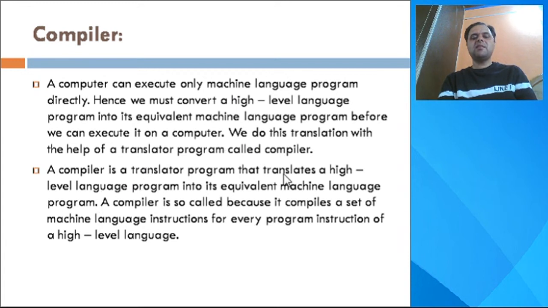A compiler is a translator program that translates a high level language program into equivalent machine language program. A compiler is so called because it compiles a set of machine language instructions for every program instruction of a high level language. So what is the job of a compiler? A compiler converts the high level language program into its equivalent machine language program. So it is called compiler because it compiles a set of instructions combined into a machine level language program.